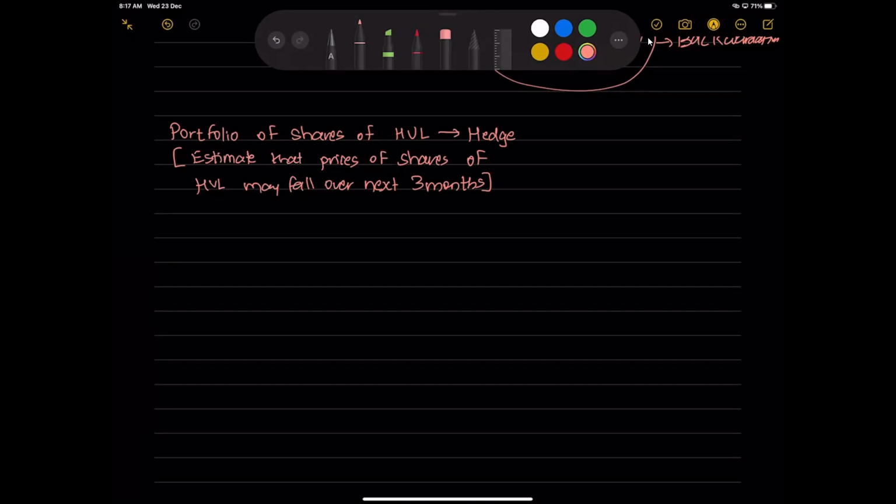So what should I do in the futures market to hedge this? My objective is to hedge these shares of HUL. What should I do in the futures market? Can I take a long position in the futures market or a short position? Should I take a long position or a short position? So short. Short position. You're correct, Nia. We'll have to take a short position.